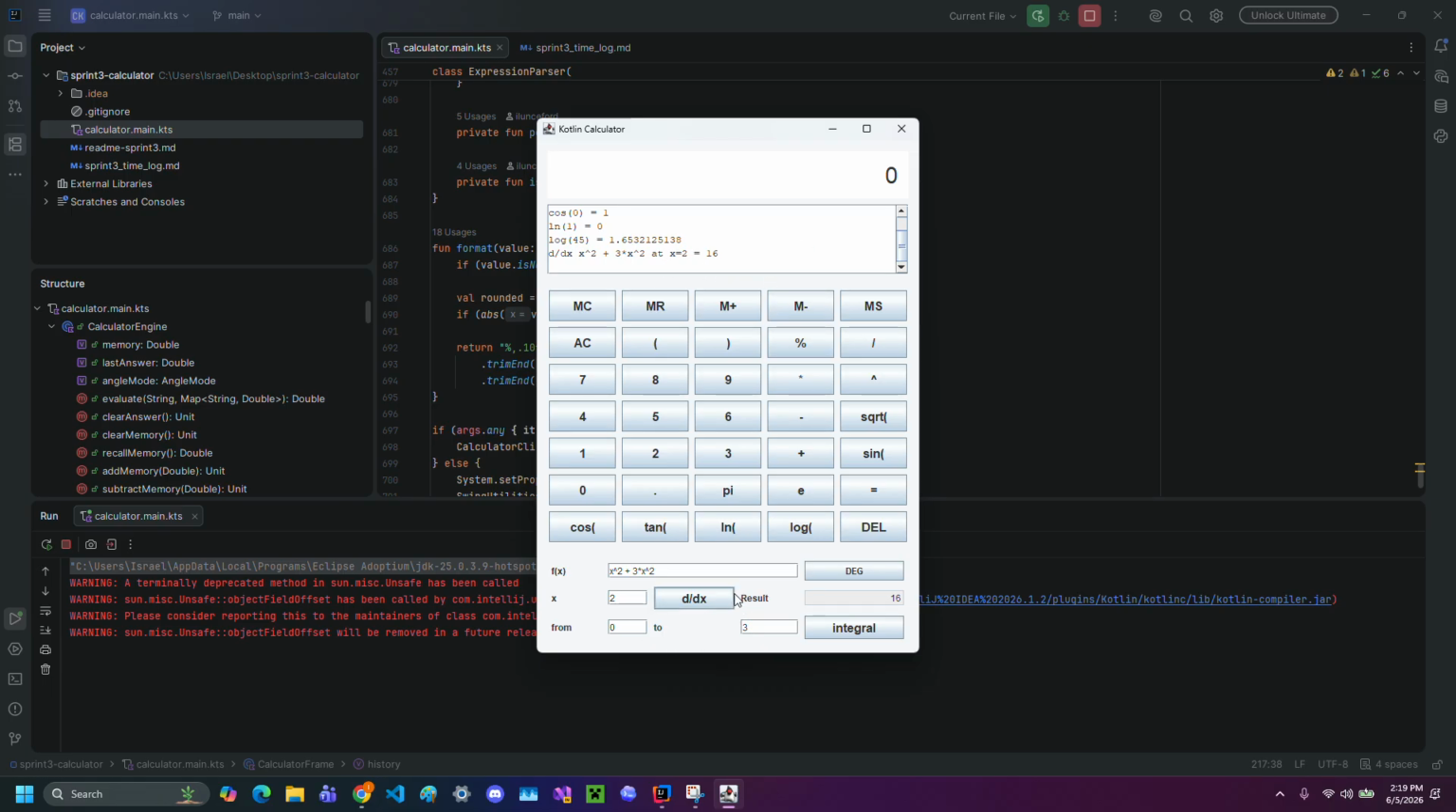And then if you want to do, say, the integral of the same function, you could just put integral, and it's 36. And that's, of course, from 0 to 3 for the integral. So that was my calculator program. Hope you liked it, and that's about everything.